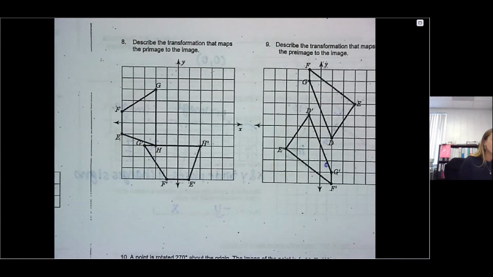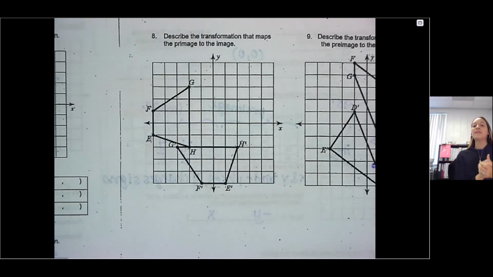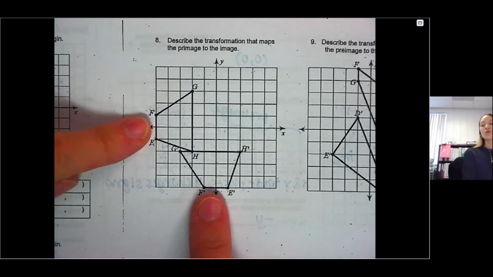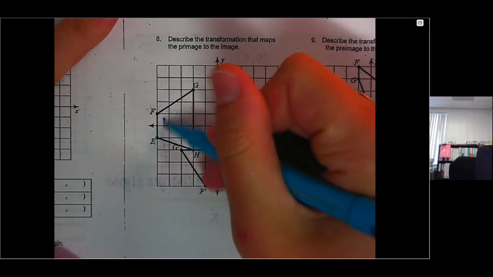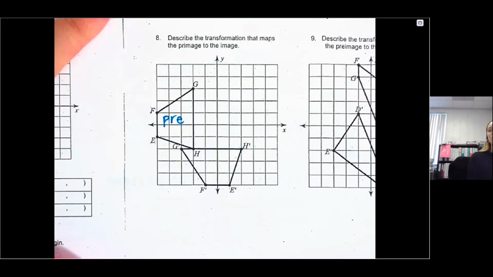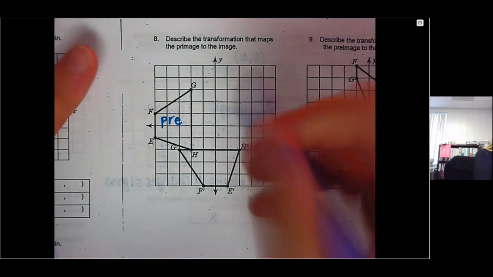Okay. We are going to jump, though, to number 8. I want to do number 8 with you, and then I'm going to stop talking and let you try the backside for a little bit of practice. Number 8 says, describe the transformation that maps the pre-image to the image. Now, of these two, which one's your pre-image? The ones without the primes. Yes. So this top one here is your pre-image. Label that. Top one's your pre-image, which means the bottom one is your image.